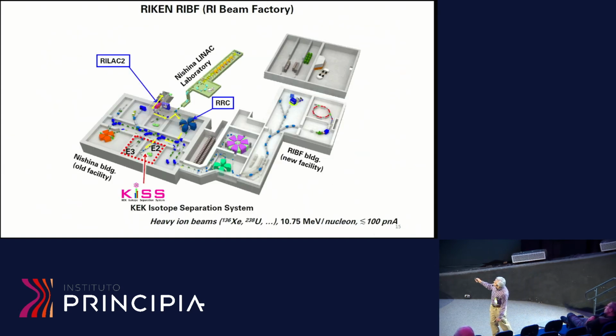So we have constructed KISS. It is a KEK isotope separation system at the RIBF facility. We settled the KISS at the E2 laboratory in the old facility, and using the RILAC2 linear accelerator and the RRC ring cyclotron, the heavy ion beams are accelerated up to 10.75 MeV per nucleon.